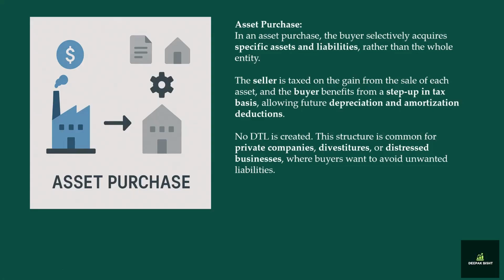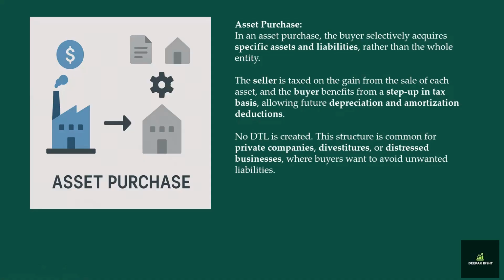So from a seller's perspective, double taxation is a drawback, but from a buyer's perspective, they get a step up in tax basis, allowing future depreciation and amortization deductions. But it does not create a tax liability. It actually creates a tax asset. So this is pretty much about asset purchases.